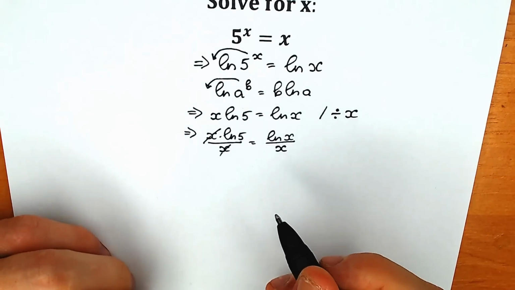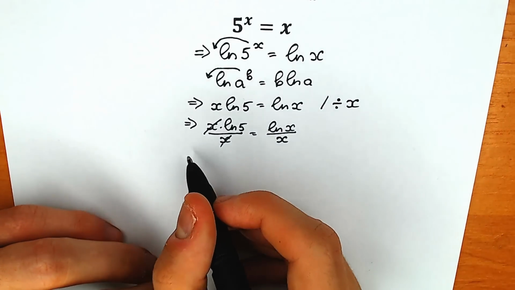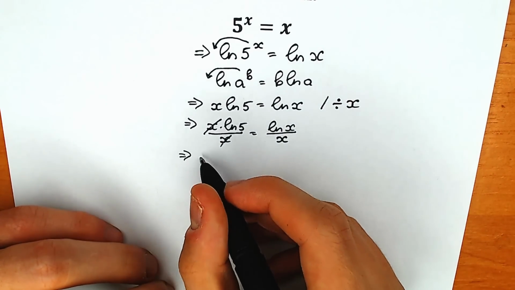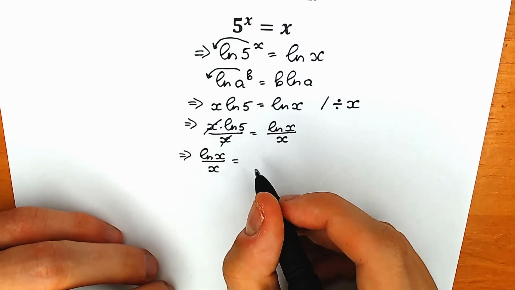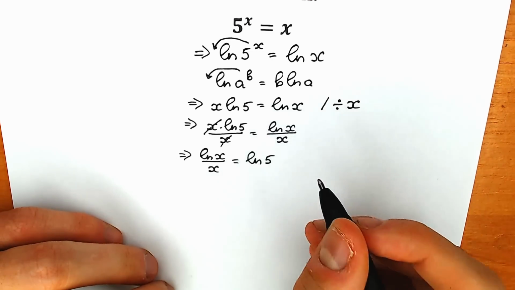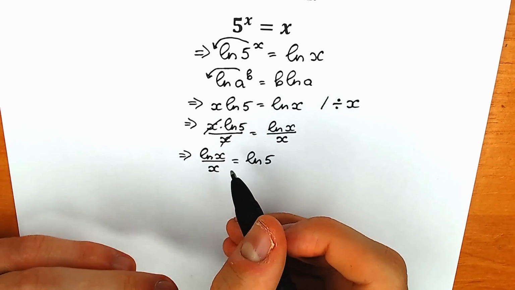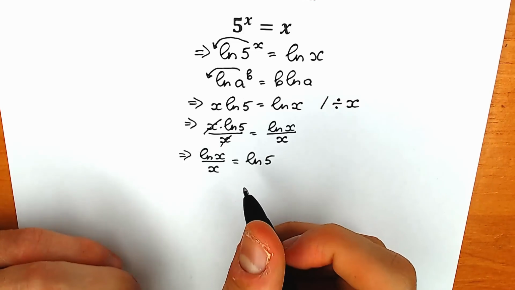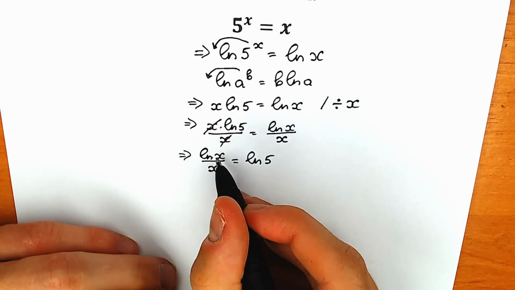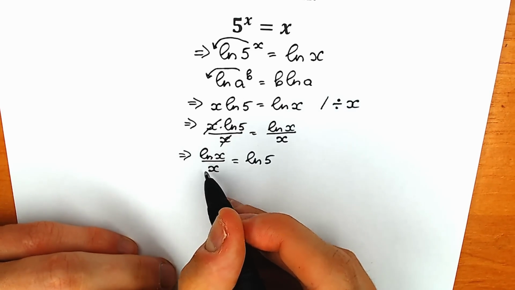Let's change position a little bit. We can easily do this because we have an equal sign. So natural log x over x equal to natural log 5. And right now we can say that we have split it, variables on the left side and our constant on the right side. But how can we find our x? Because x is inside this natural log function and x is our denominator.